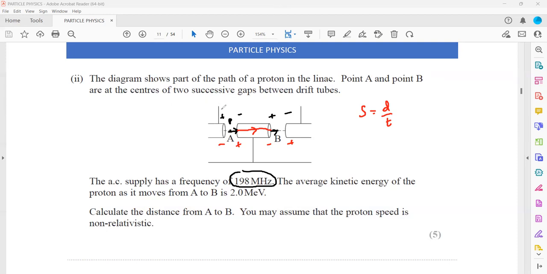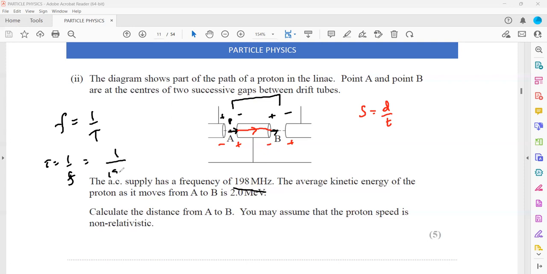So how many times the terminals change every second is called the frequency. This one is 198 megahertz. So 198 times 10 to the power 6 times it is changing every second. We need the time period: how much time it takes for a terminal to change back to the same value. That is called the time period. Frequency is the reciprocal of the time period, so we find the time period as the reciprocal of frequency.